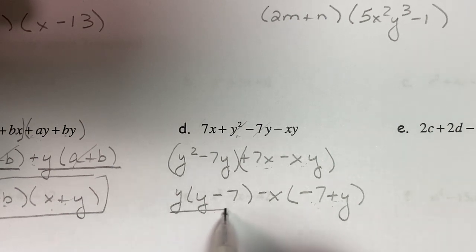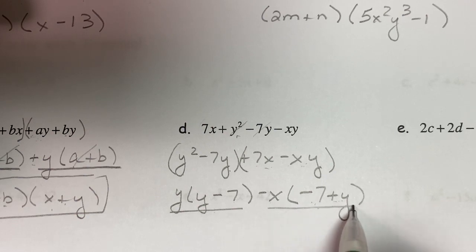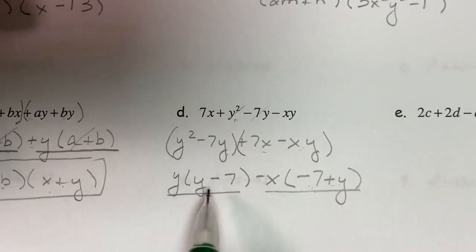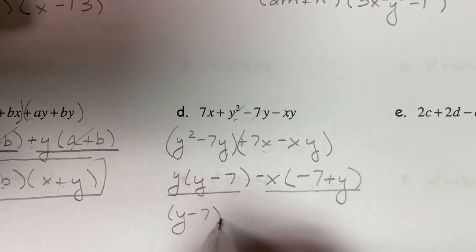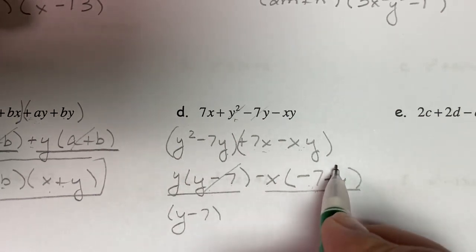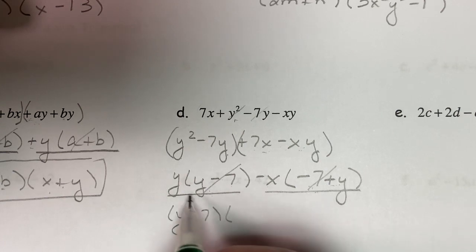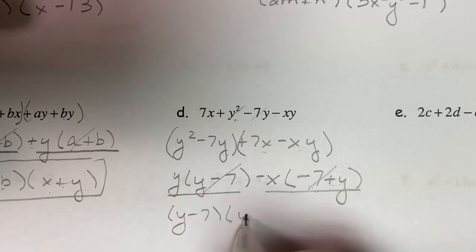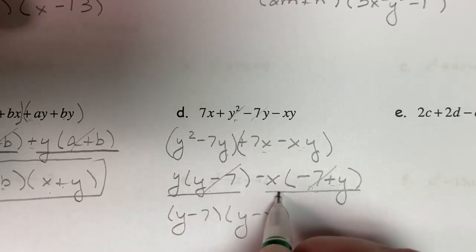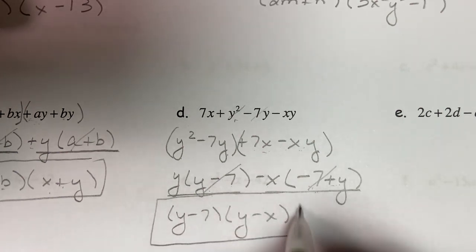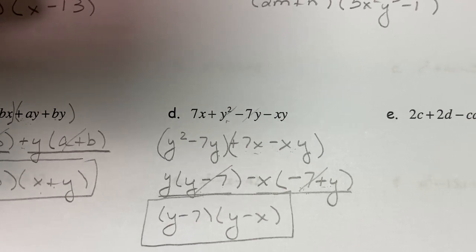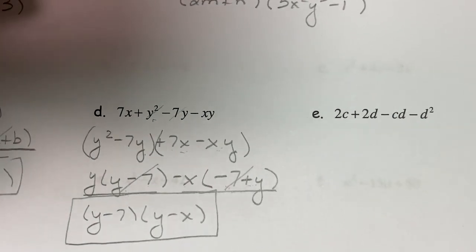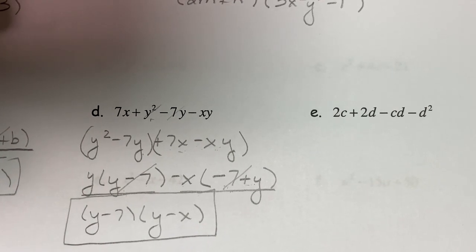So now let's go to the last step and look at these. What do these two big terms have in common? Well, they have that y minus 7 in common. That's this, so those are gone. And what's going to be left? A y minus x. So that had 2 tricks to it. You had to rearrange and you had to factor out a negative. Okay, let's play with factoring out that negative a little bit more.